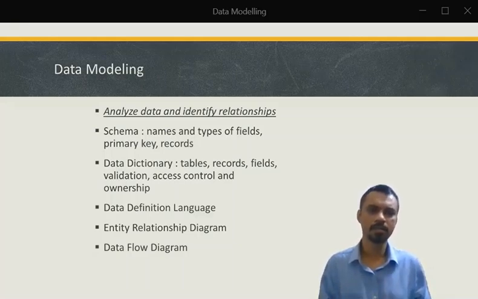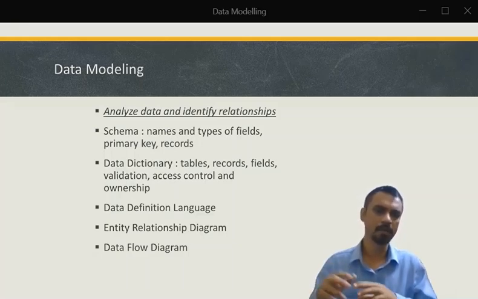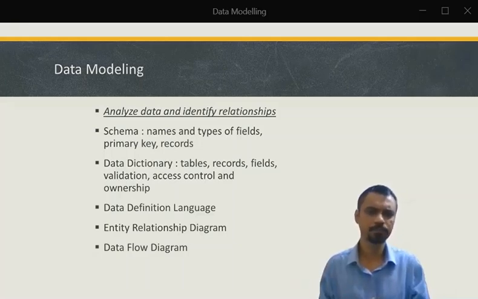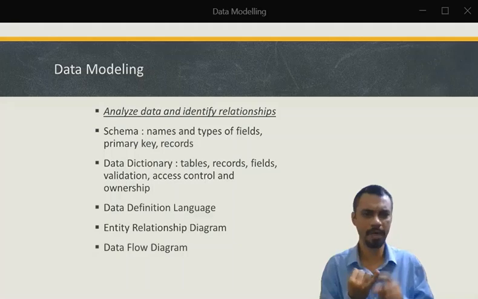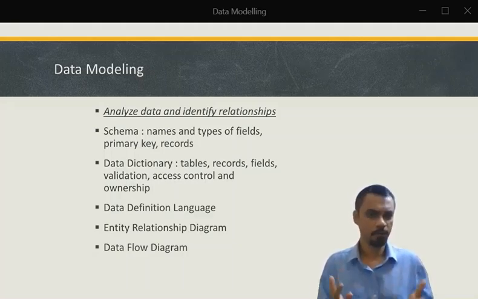For this, we create something called a schema, which contains the names of fields. So you have a name, roll number, age, date of birth, address, and so on. Then the types of fields, which is basically the variable type. Will it be a string variable? Will it be a date variable? Will it be an integer? Will it be a file? For example, your photograph which gets uploaded is a file, an image file.